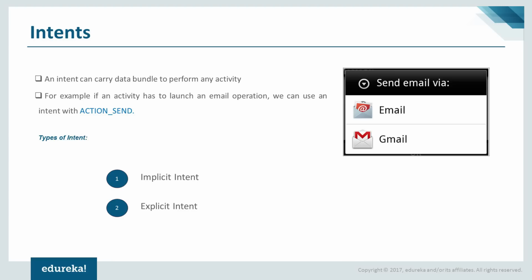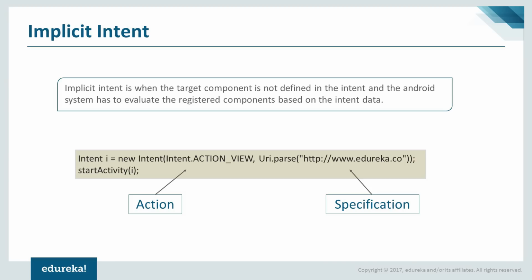Now, guys, you can see we are dealing with 2 intents. That happens to be the implicit and explicit intent. Here you are calling something called an implicit intent. Implicit intent is when the target component is not defined in the intent, and the Android system has to evaluate the registered components based on the intent data. That means you really don't know whom you're calling. Anybody can give you the service at any point of time, meaning you can call a completely different application or different activity to get your work done.